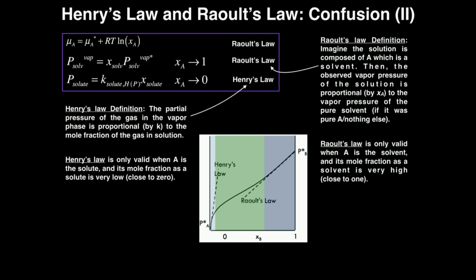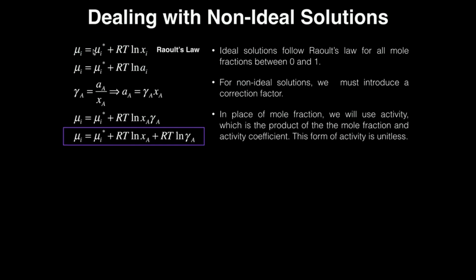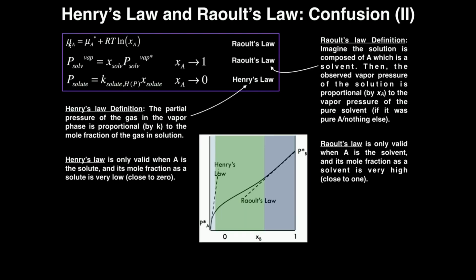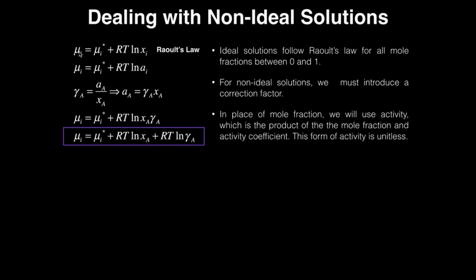So now I'm going to go to this slide to conclude this video. Here I have this equation of Raoult's law in terms of A, and here I have it expressed in terms of i. i just means any species within the solution. But this is Raoult's law, right? Now, ideal solutions do follow Raoult's law for all mole fractions between 0 and 1. We've already established that. That's a definition of an ideal solution.